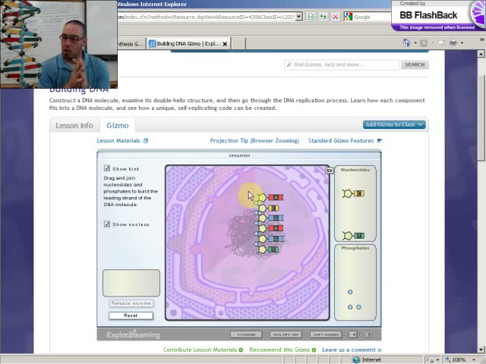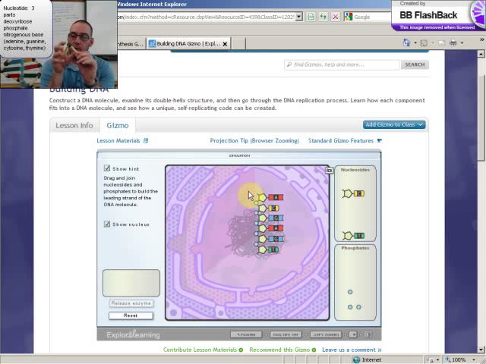This is the DNA molecule. This formation and this shape is called the double helix. There are some important parts about this that we need to make sure that we understand. This piece that I have in my hand is called a nucleotide. It's got three components, or three parts to it.